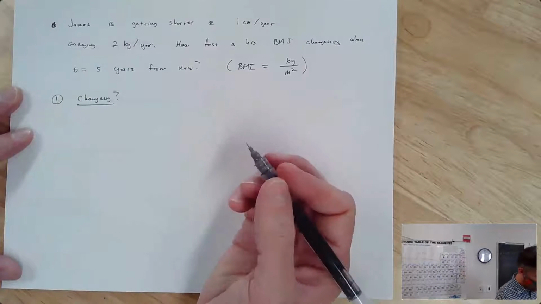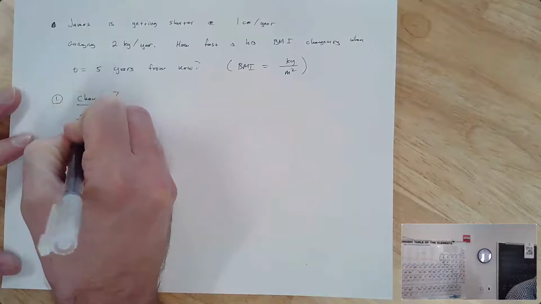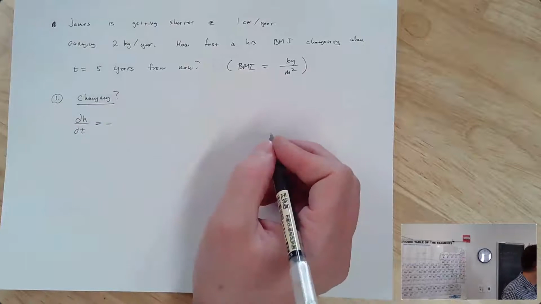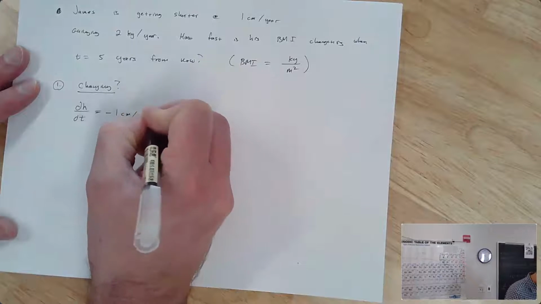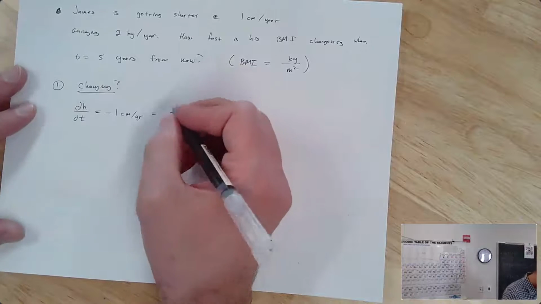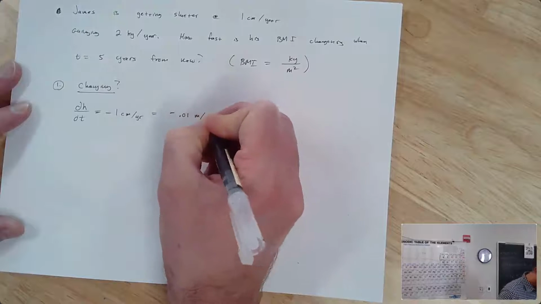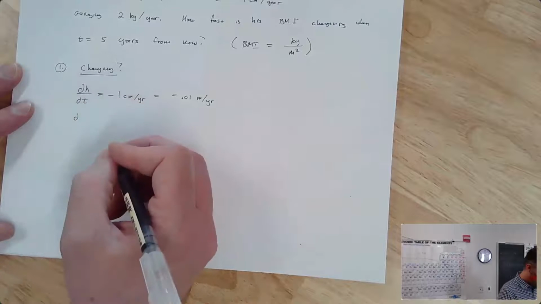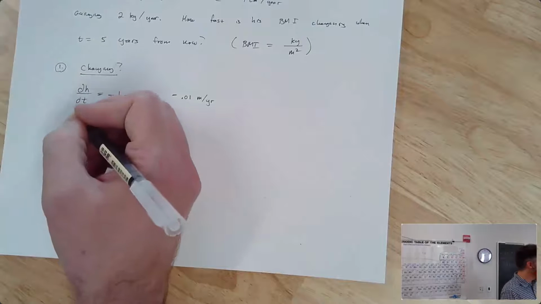Well, the height's changing. So the change in height is negative. I do want to use the right units. So instead of saying it's -1 centimeter per year, I'm going to say it's negative, well, 1 centimeter is 1/100th of a meter. So it's negative 0.01 meters per year. And then my mass, not my volume, not my weight, right?